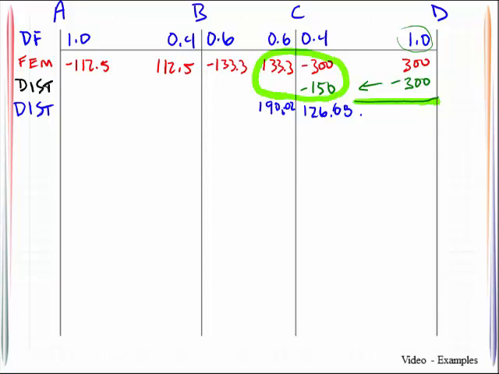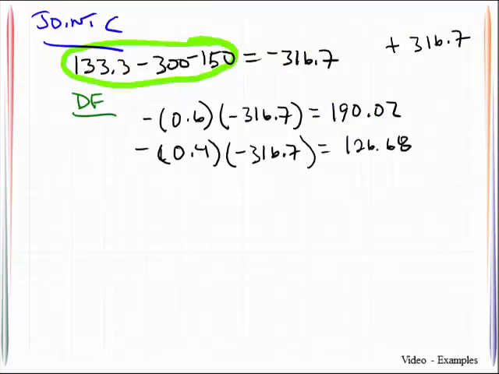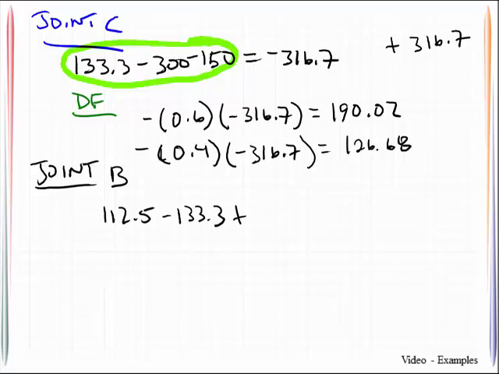Now I need to do a carryover of 1/2 to each of the individual sides. So this will come out to be 63.34. This will come out to be 95.01. I'm going to draw a horizontal line indicating that I've now balanced that particular joint. As I move on to the next one, joint B, I will take these three numbers. In fact, let's go ahead and do that calculation. Joint B here will give us 112.5 minus 133.3 plus 95.01 is equal to 74.01.